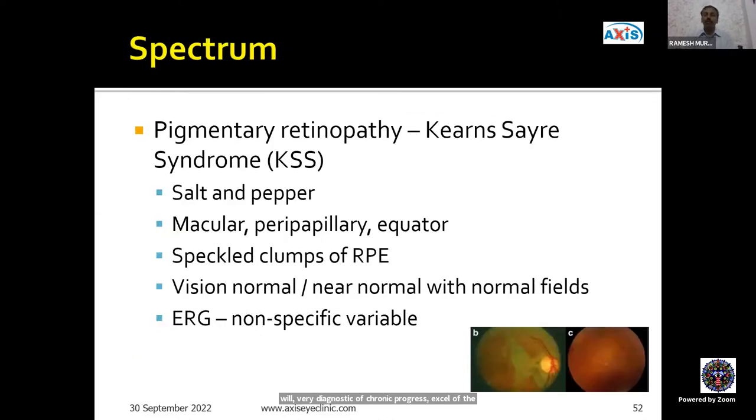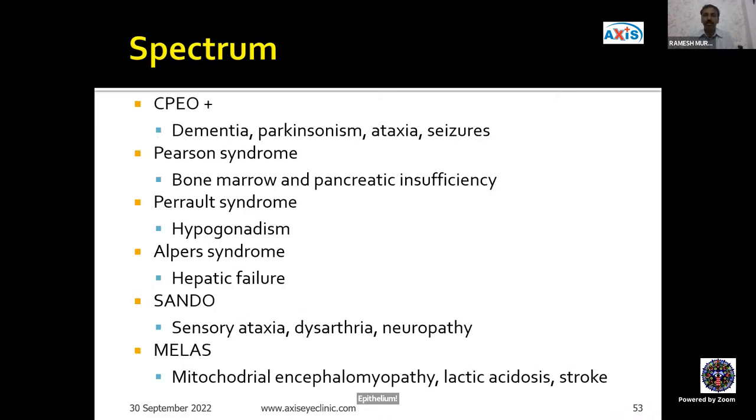So when you look at the spectrum of this condition, there are different kinds of syndromes which have been described. The most commonly described is the pigmentary retinopathy or the Kearns Sayre syndrome, which is a salt and pepper kind of retinopathy, usually in the macular area, sometimes in the equator and the peripapillary area. So there could be speckled clumps of retinal pigment epithelium. However, the vision is very good in these cases with normal fields, and the ERG is not at all specific.